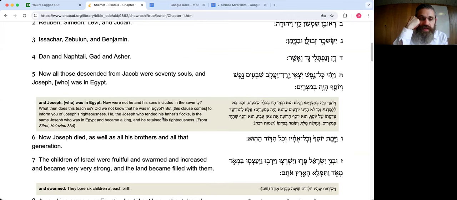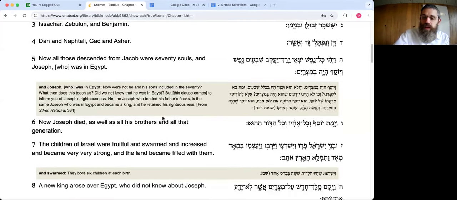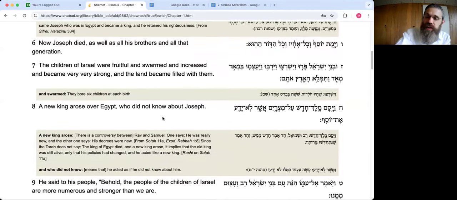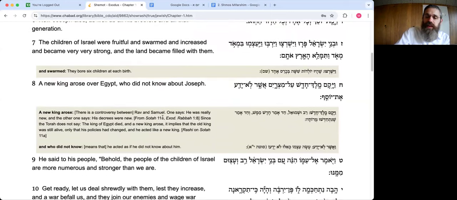So all of a sudden, they start becoming a threat to Egypt because of their numbers. They come as 70 people, but all of a sudden they are in great numbers. And now it's a threat. And the threat is about loyalties. So I'm going to read verse 8 and 9, and then we'll go back because there's a lot to say here. So verse 8 says, a new king arose over Egypt who did not know about Joseph.